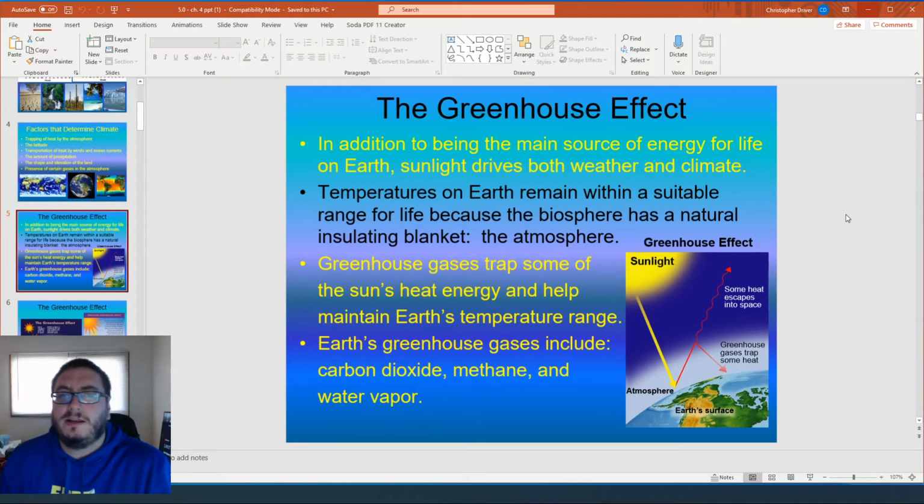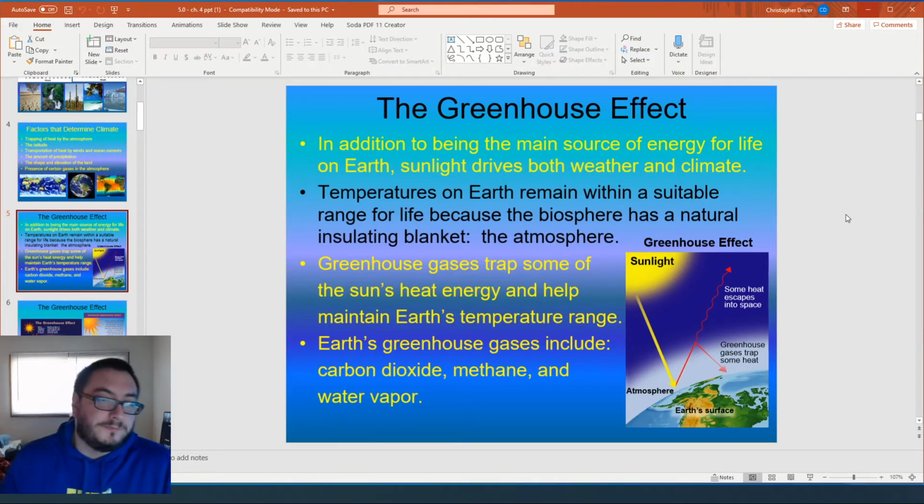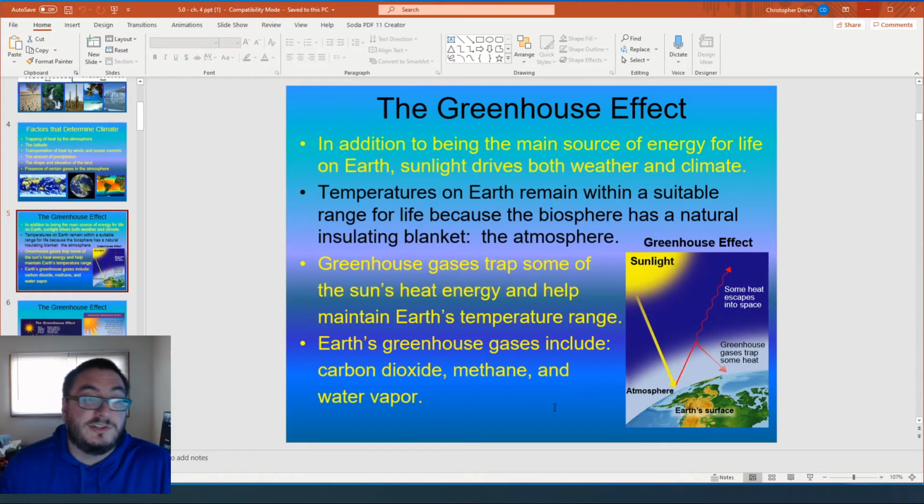Maybe in a desert area, it can get down to freezing at night and really hot during the day. But in general, the atmosphere kind of keeps a nice, even balance of heat energy. So the temperature doesn't change too much. That's because of the greenhouse effect. Greenhouse gases, like the carbon dioxide, like the methane, water vapor, these things can trap some of the sun's heat energy and help maintain Earth's temperature range. So basically holds on to that heat and doesn't let it go.